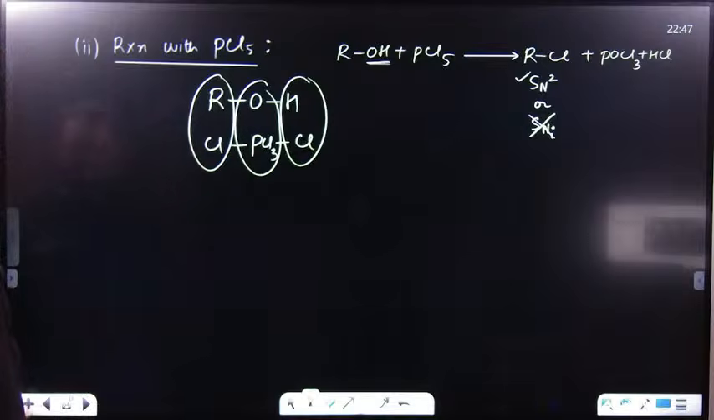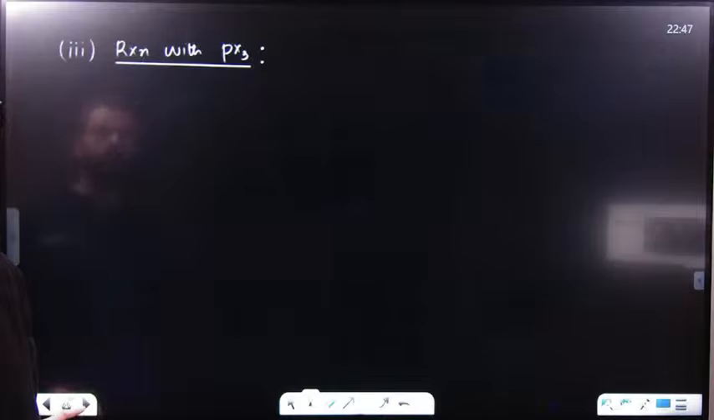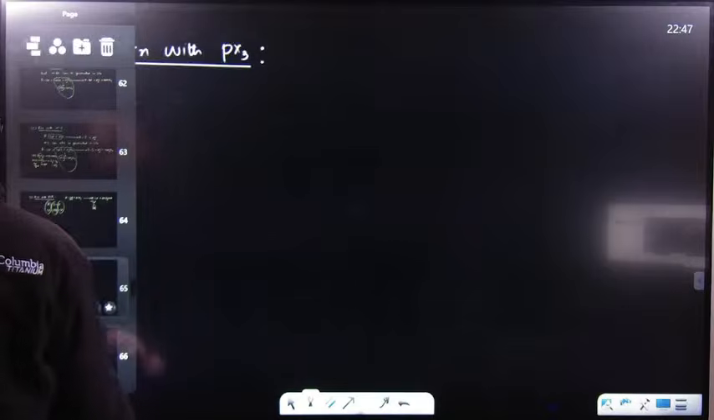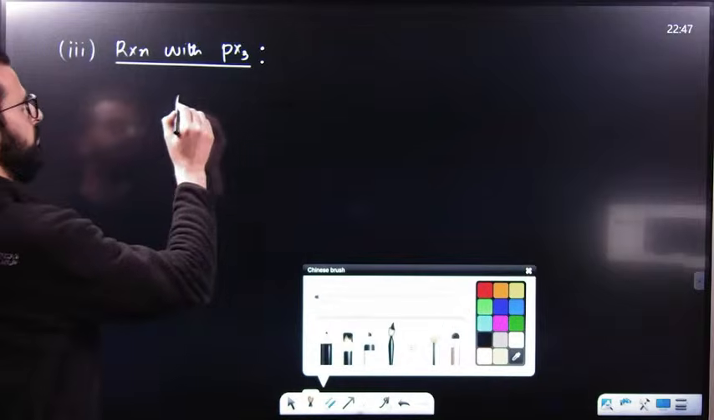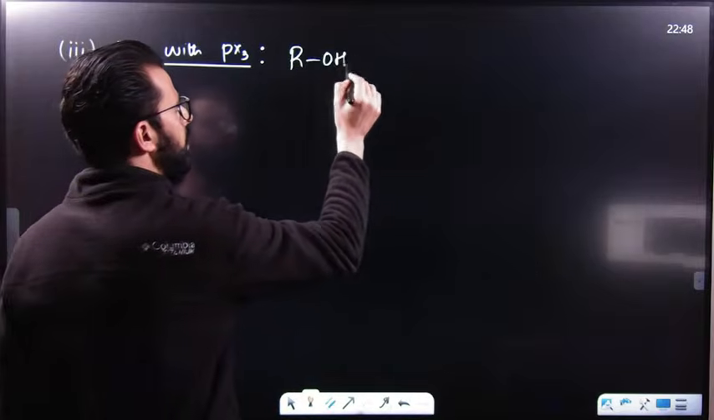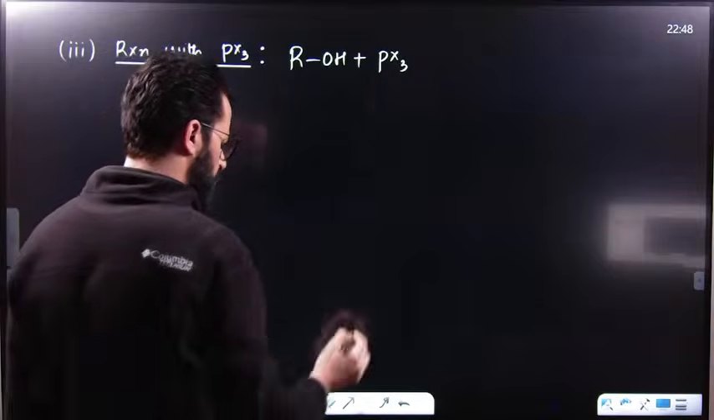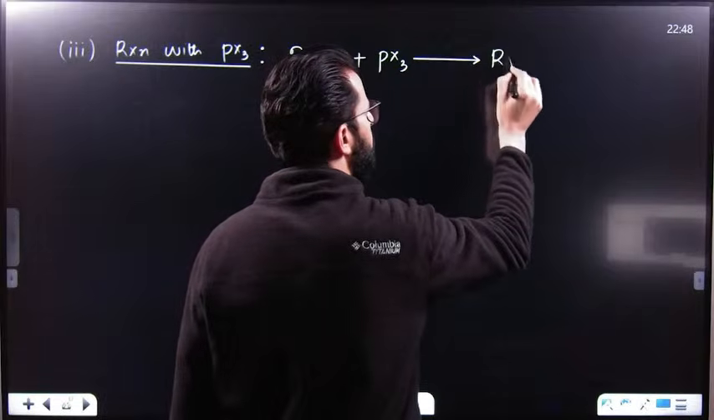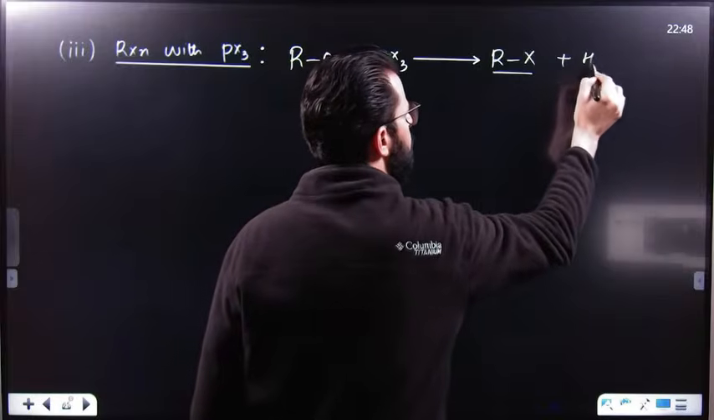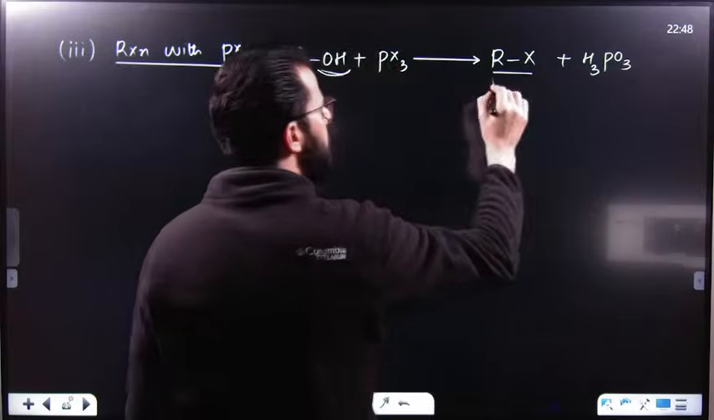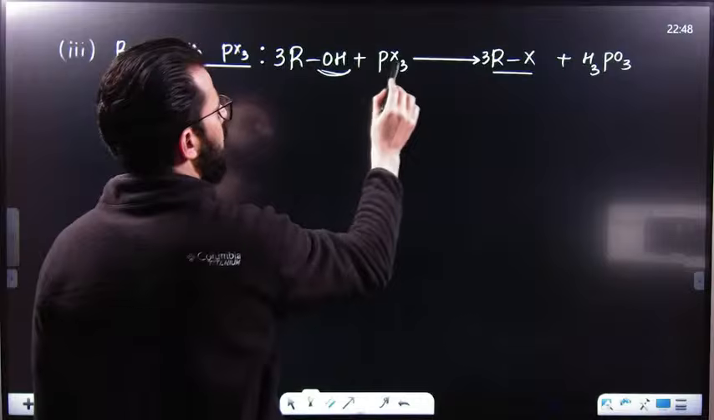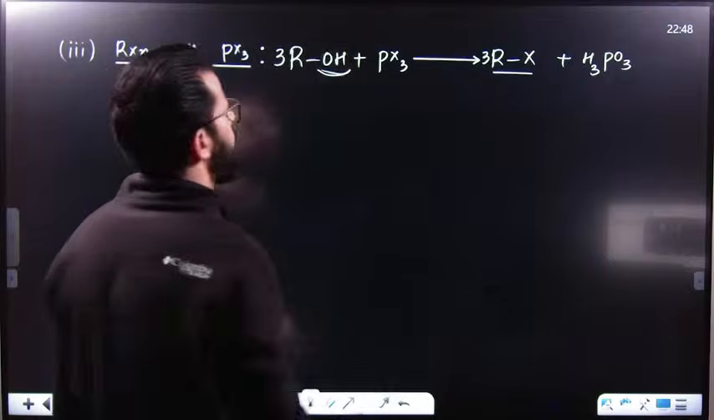Now, next reaction is reaction with PX3. Whenever you have the reaction of alcohol with PX3, you simply replace this OH by halogen. Another product will be H3PO3. If you want to balance the reaction, then it should be 3 times ROH, then R will be balanced, X will be balanced, and PO3, everything is balanced.